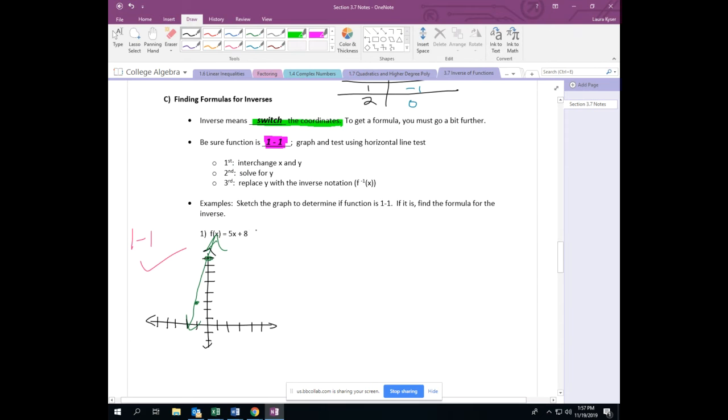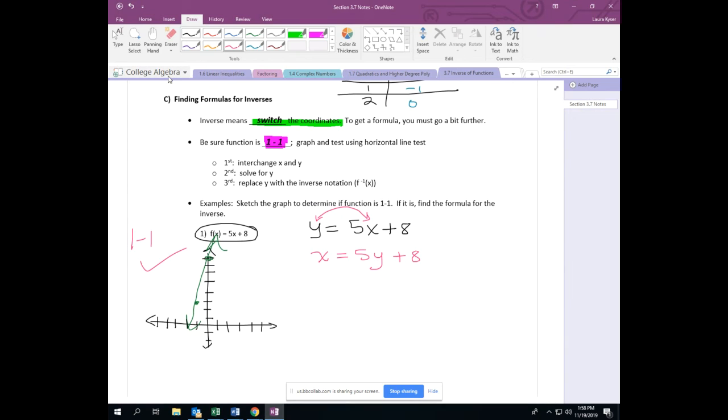Now, the same way that we did it back at the beginning, instead of having function notation, I'm going to write the original as y equals 5x plus 8. That way, I can interchange the x and y. So I take the x and y and flip-flop them and make it x equals 5y plus 8. And then I'm going to solve this equation for y.